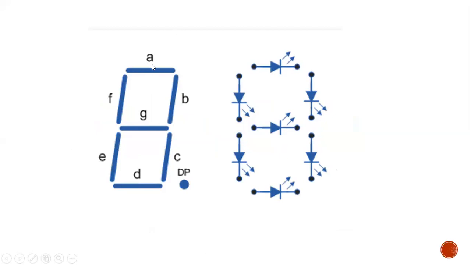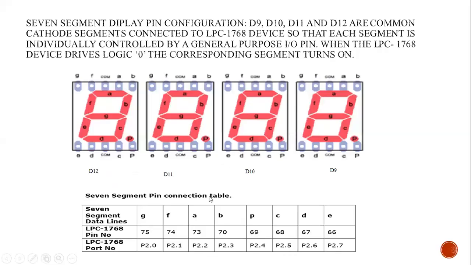According to the switching on of LEDs, the numbers will be displayed. So carefully note down the pin connection: it starts from G, F, A, B, P, C, D, E. You may ask me, there are 8 pins, sir. Why? This P, the dot, is also considered one of the pins, or you can consider it as a decimal point. If you require the decimal point in displaying, we can use that P. If not, make it 0.